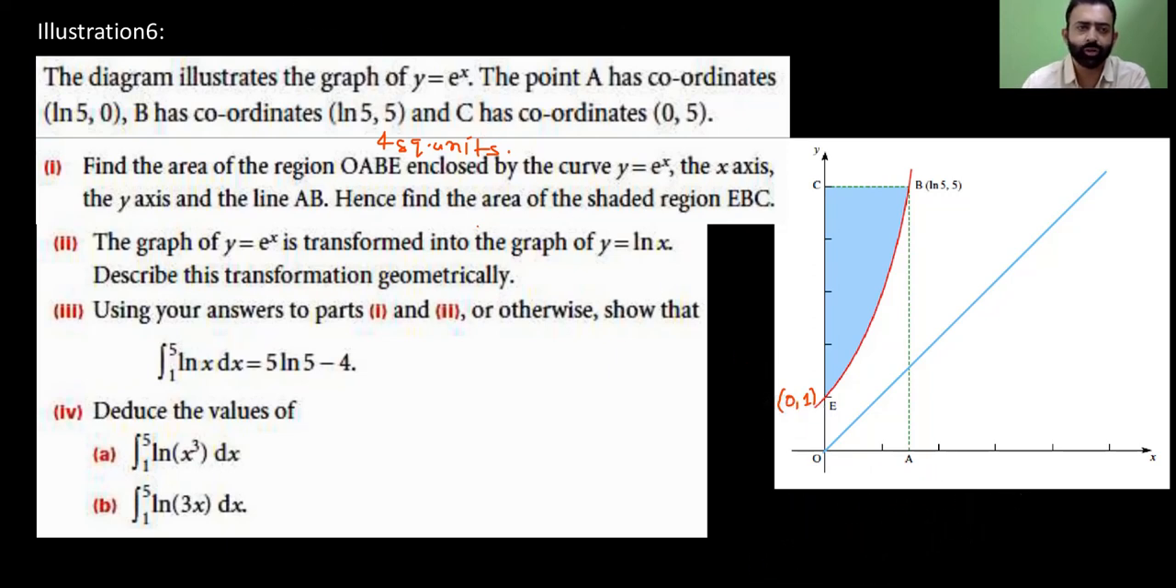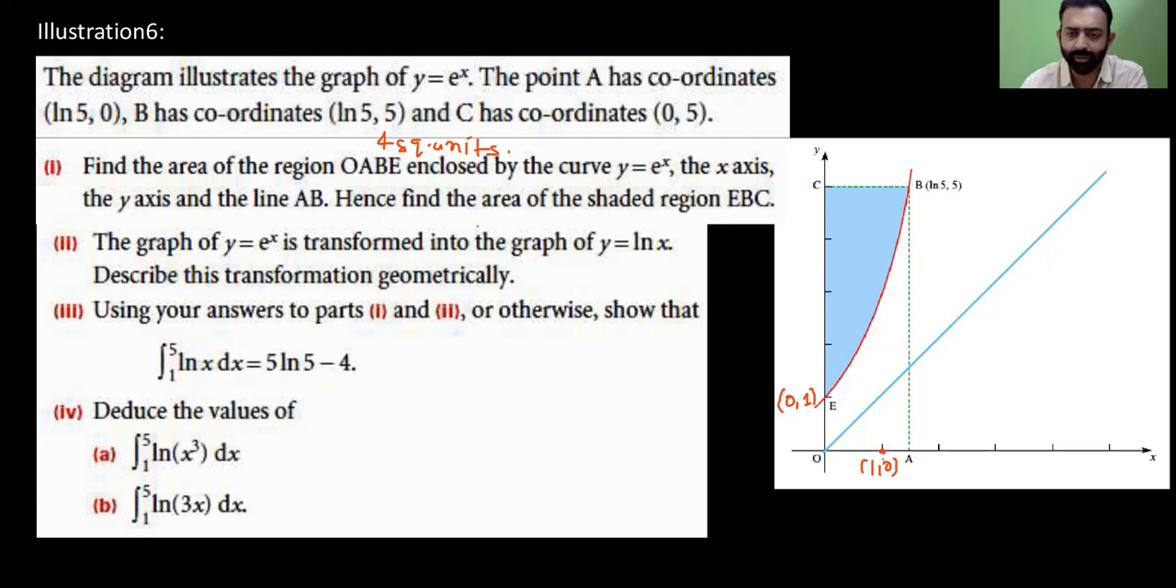So if this coordinate is 0, 1, and as we know that if you are taking the reflection in the line y is equal to x, that means the x and y coordinates will interchange, right? So the corresponding point to this point E will be 1, 0. Okay, so this point A is 1, 0. Not this point A, sorry. Since this length is ln 5, A cannot be 1. I will write this first point as 1, 0.